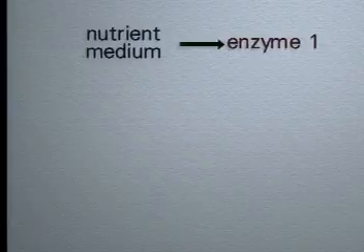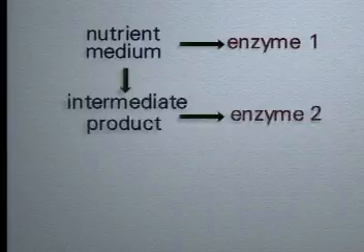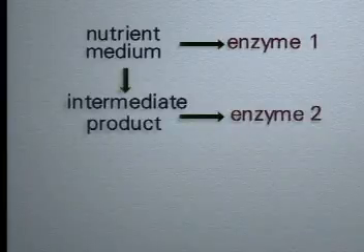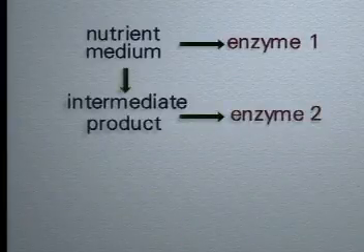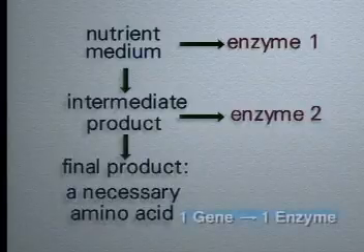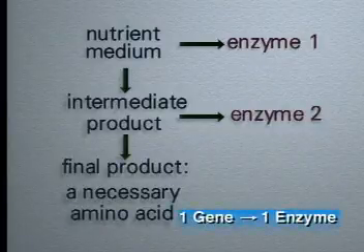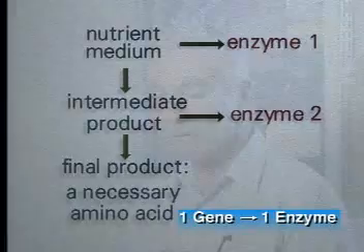Further studies showed that different mutants were blocked at different points along the metabolic pathway. The block came about because the enzyme needed to catalyze that step wasn't being produced in the mutant, so one gene seemed to be related to the production of each enzyme. The one gene, one enzyme hypothesis was developed several years ago using classical genetic tools in Neurospora.